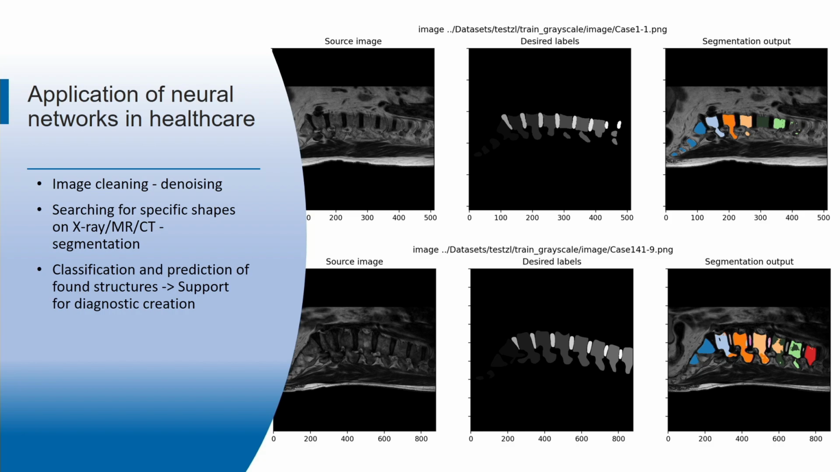Neural networks or deep learning are also highly usable in, for example, healthcare. Here we see an example of usage of segmentation for help with diagnostic creation on vertebrae and discs. Basically, the model segments the spine, and it can then measure distances between vertebrae. It can nicely help doctors to make a more precise diagnosis or help to create a diagnosis.